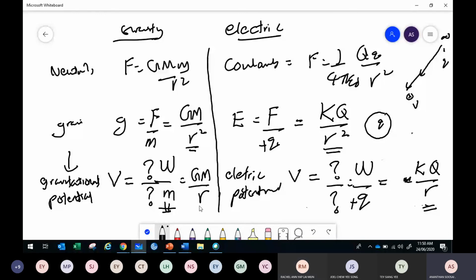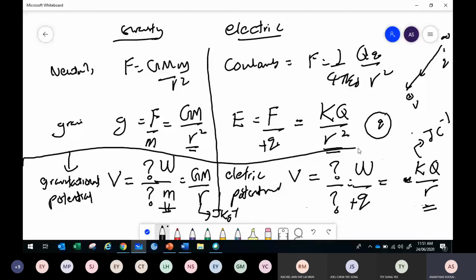What was the unit for gravitational potential last time? Work done per unit mass. Work is joule, per unit mass is kg, so joule per kg. What do you think the electric potential unit will be? Work done per unit charge, so it will be joule per coulomb. That is your electric potential. Our discussion next class is going to be about electric potential.